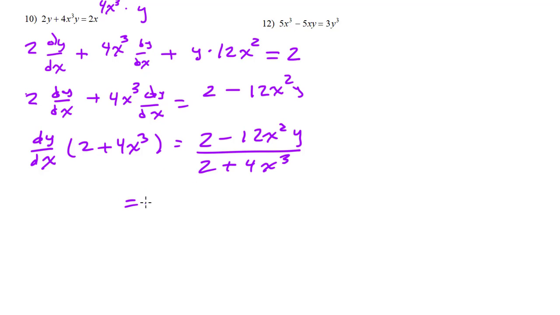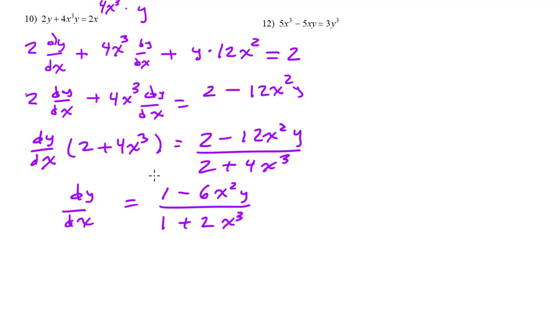And usually you could just leave it like that. If you want it simplified, we could take out a 2 from every term here. That would leave us with 1 minus 6x squared y over 1 plus 2x cubed. And that would be our final answer.